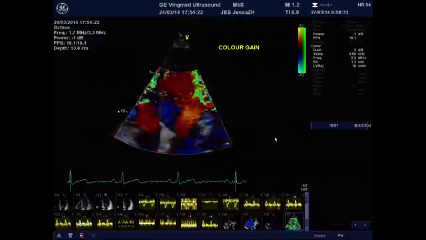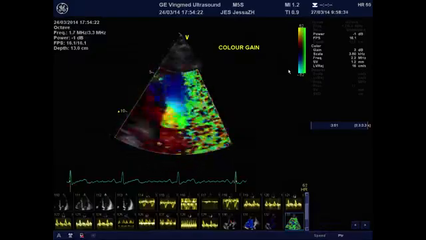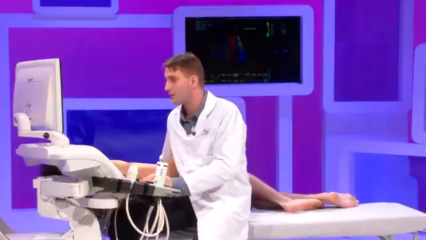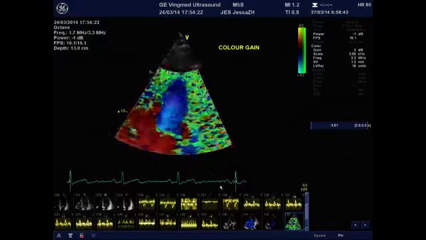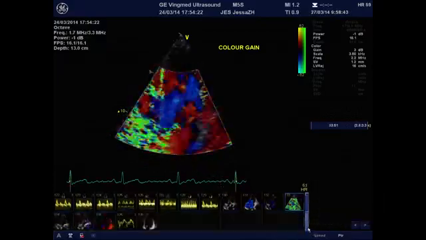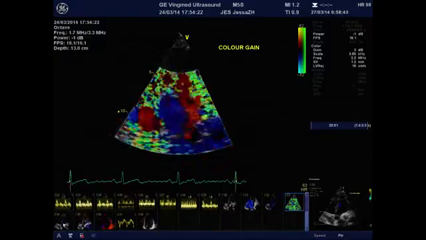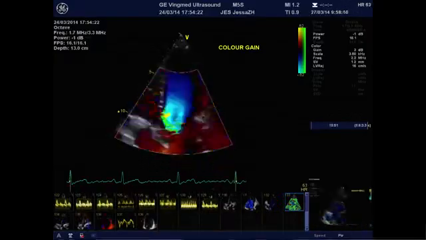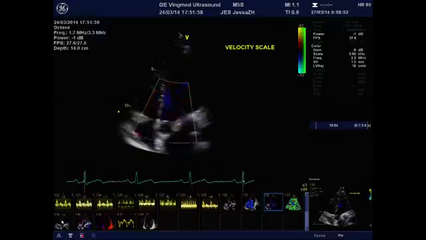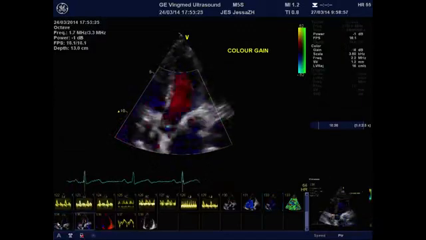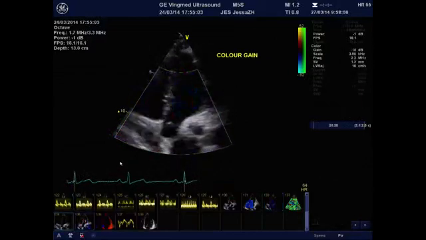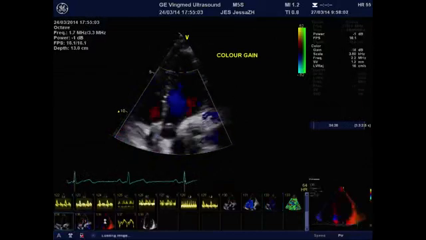Then we have something like color gain. As you can increase or decrease the gain of your Doppler signals, you can also increase the gain of your color box. However, if you overgain, you will get information which will not allow you to distinguish laminar flow from turbulent flow. So the gain of your color signal should be adjusted as well. In this case, it's perfect. In this case, it's a bit undergained.